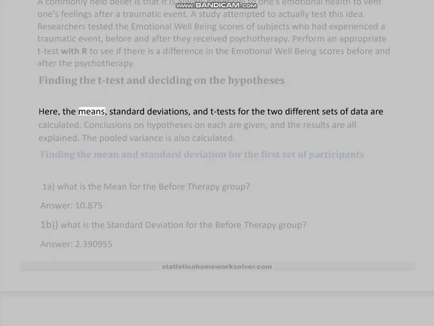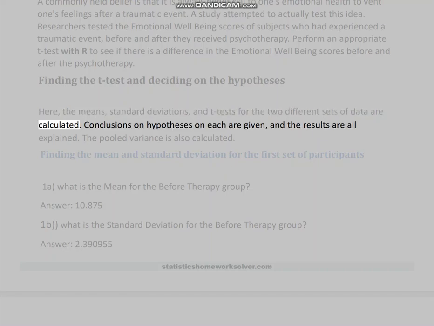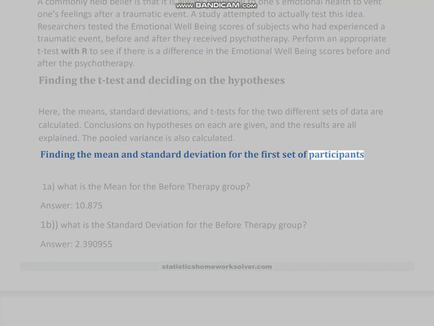Here, the means, standard deviations, and t-tests for the 2 different sets of data are calculated. Conclusions on hypotheses on each are given, and the results are all explained. The pooled variance is also calculated. Finding the mean and standard deviation for the first set of participants.